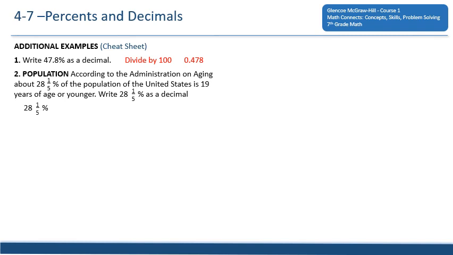So write 28 1/5 as a decimal. We're going to write 28.2%. And then to write it as a decimal, it's 0.282 because all we did was divide the percent by 100, and that moves the decimal point 2 places to the left. Write 0.33 as a percent, so we're going to multiply by 100, which all that means is we can move that decimal point 2 places to the right.